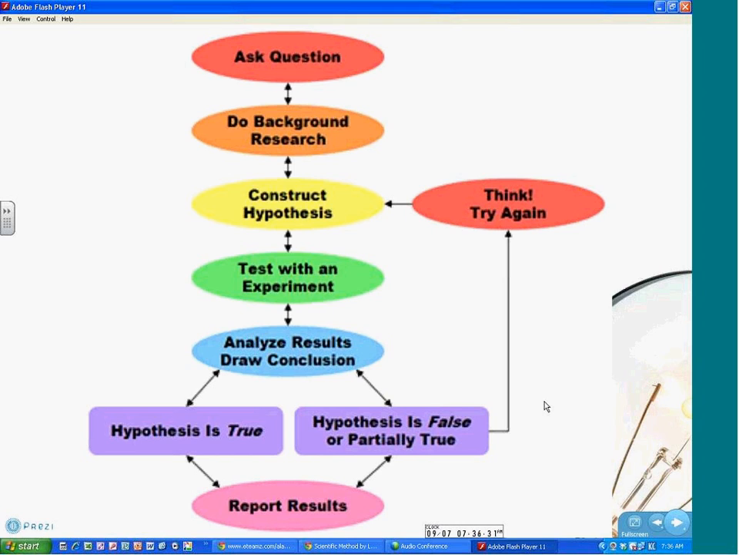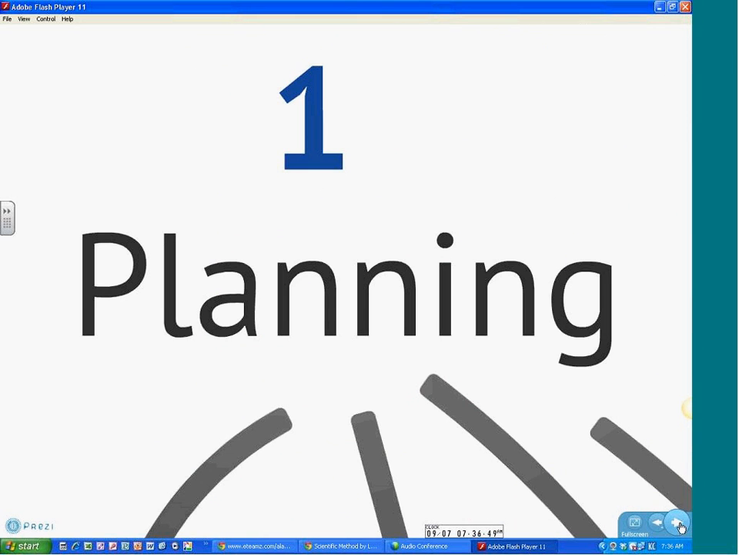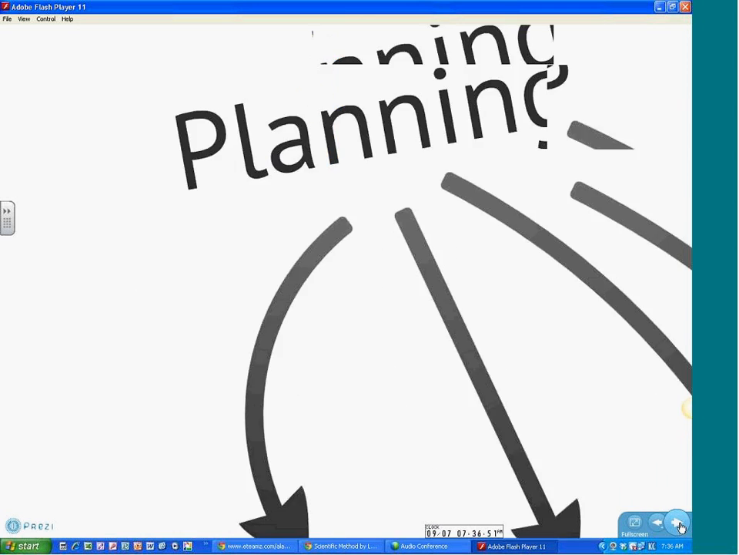Hi, my name is Laura Nickerson. And I'm Mr. Radford. And we are here to tell you guys about the scientific method. We're going to go through the steps of it and give you some examples, and you should be able to reproduce the scientific method and understand the different steps. So the first thing you have to do is ask a question, and with that comes a lot of planning.